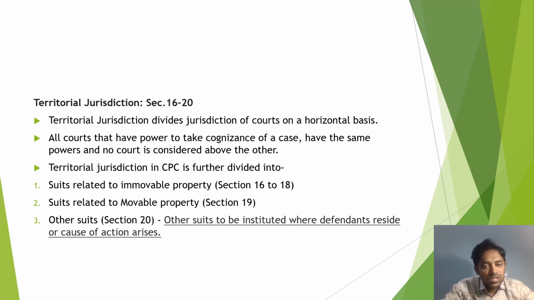Territorial jurisdiction is discussed under sections 16 to 20. Territorial jurisdiction divides the jurisdiction of courts on a horizontal basis. All courts that have power to take cognizance of a case have the same powers, and no court is considered above the other. Territorial jurisdiction in CPC is further divided into suits related to immovable property, suits related to movable property, and other suits, which are discussed under section 20. Other suits are to be instituted where the defendants reside or the cause of action arises.